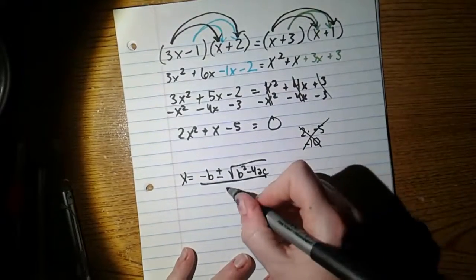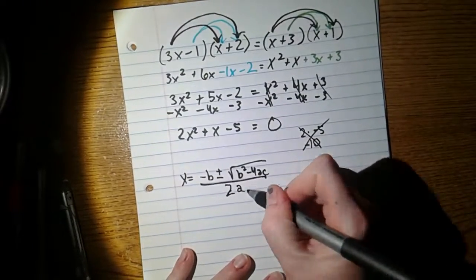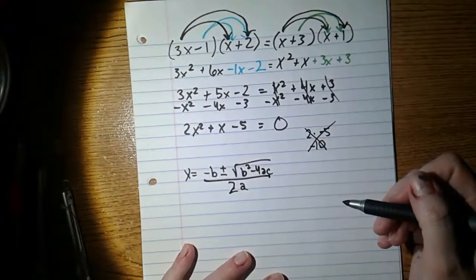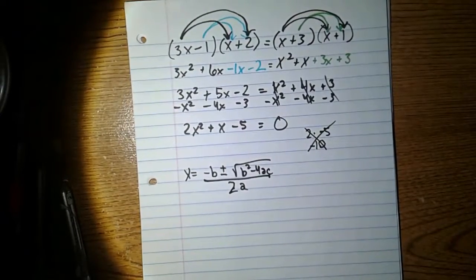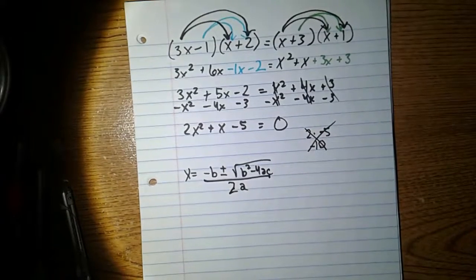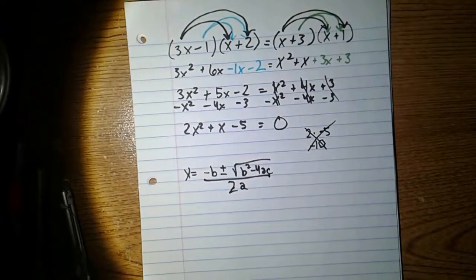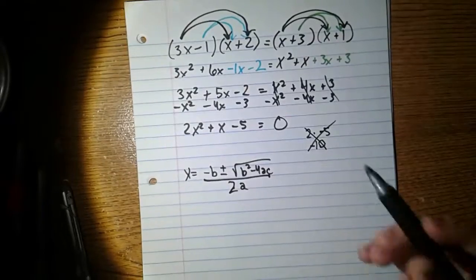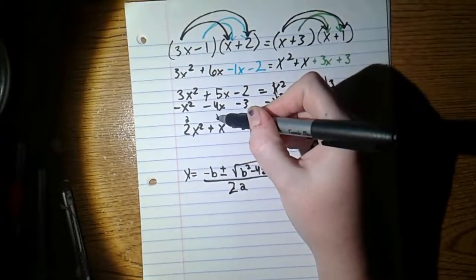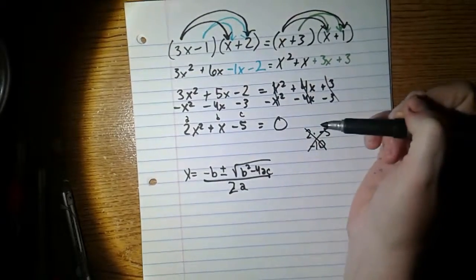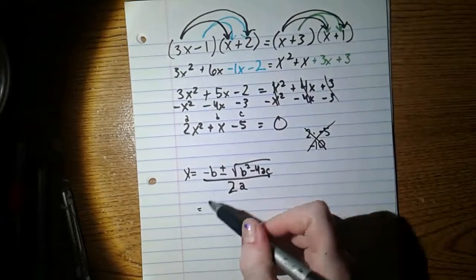And this is always something you can fall back on when it comes to factoring stuff, because it's always going to give you an answer, but sometimes there's easier ways to see your factors. So our A is 2, our B is 1, and our C is negative 5. So we can plug that into here.